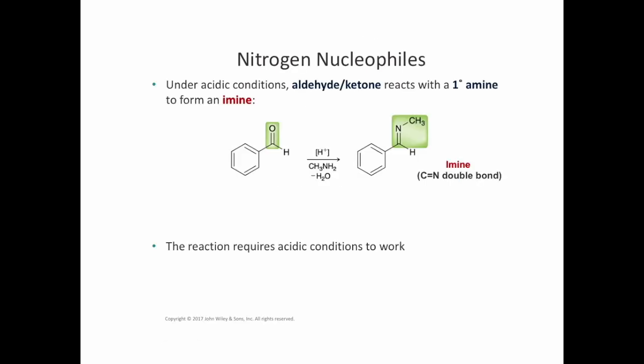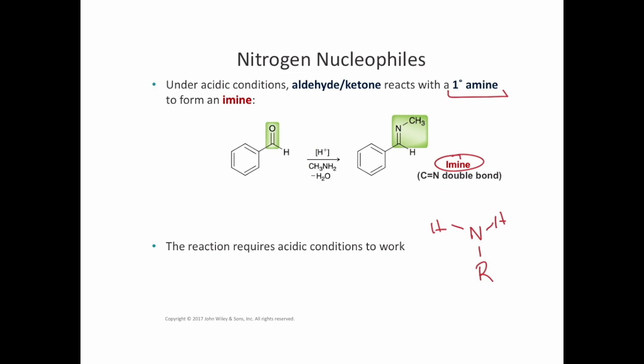Moving along to nitrogen nucleophiles. Under acidic conditions, aldehydes and ketones react with a primary amine. Remember, that's an amine, a nitrogen with two hydrogens attached, to give what's called an imine. Those two words sound a lot alike, amine versus imine, so just be careful that you know which one you're talking about.